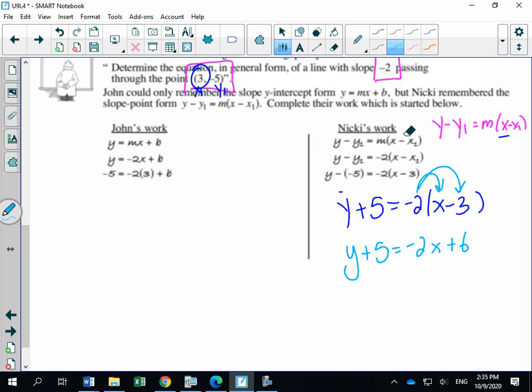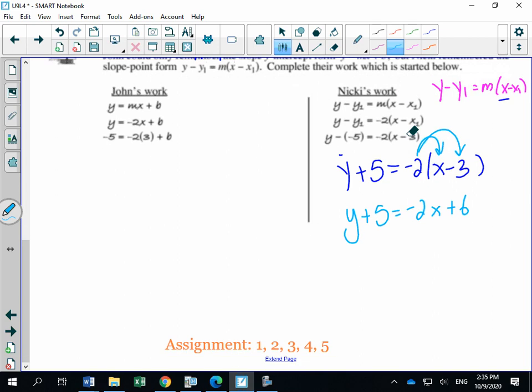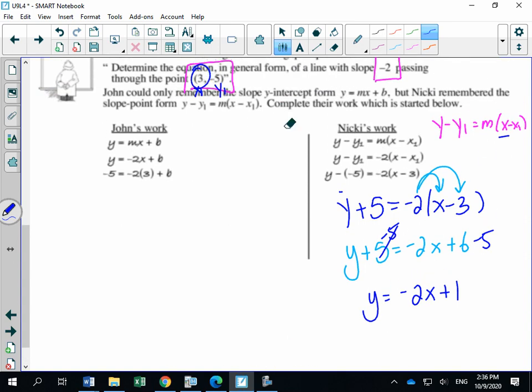What I would do from this point, before going into general, is get rid of this 5 and go into slope y-intercept, right? So let's subtract 5, and we would get y is equal to negative 2x plus 1. From here, I'm going to look and say, okay, my slope is negative 2. This was my point, and I've distributed it and simplified. Here's my y-intercept. My y-intercept is 1.